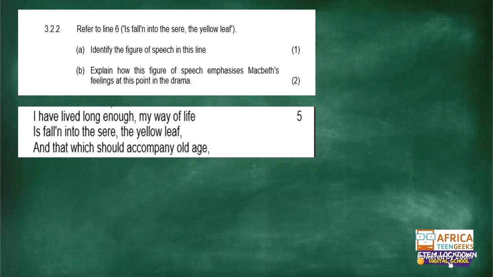What is the figure of speech from line 6? You can start reading from the part that says, "My way of life is fall'n into the sear, the yellow leaf, and that which should accompany old age." In fact, line 6 is just one sentence, that is, "My way of life is fall'n into the sear, the yellow leaf," and that's it. So based on that line, what is the figure of speech?